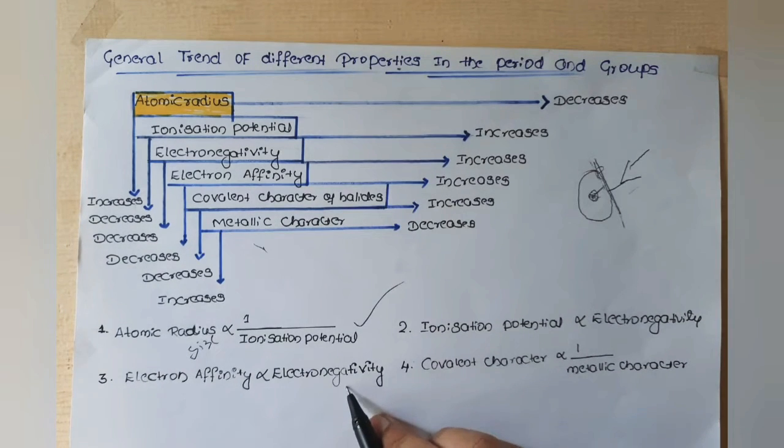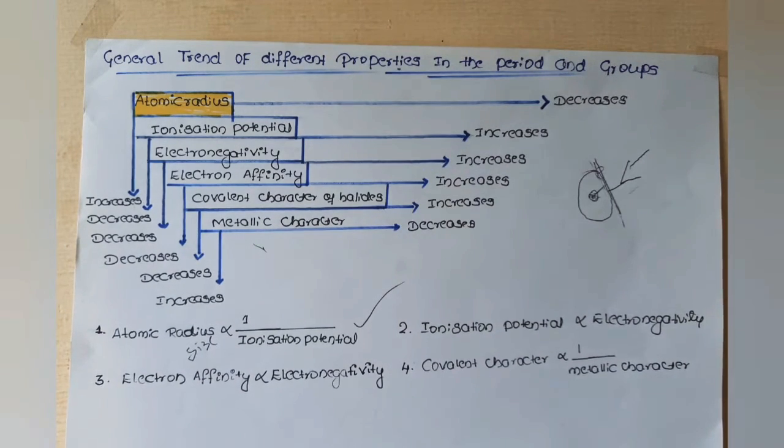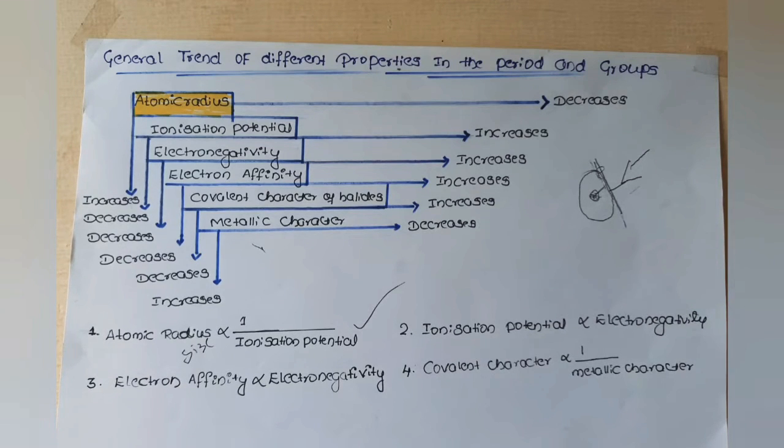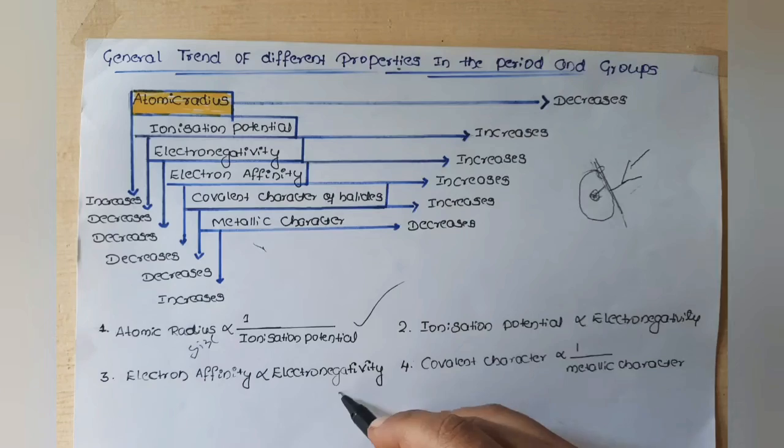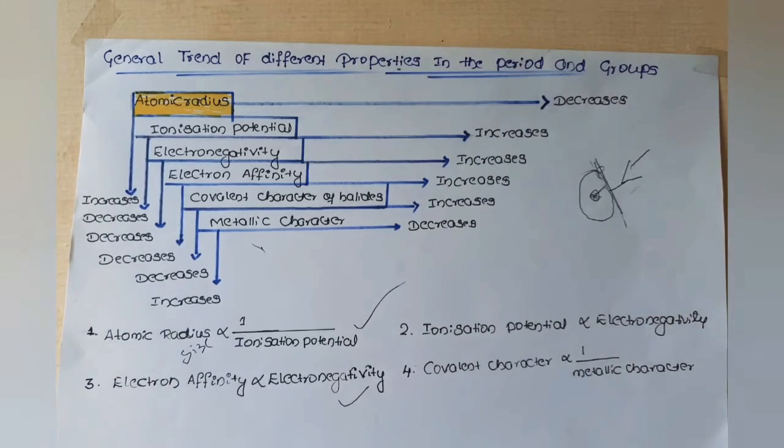They are directly proportional. So more the electronegativity means more will be the attraction. More the attraction means more will be the amount of energy released. So electron affinity increases along a period and decreases down the group. And how they are related, I have shown here. You have to remember this one.